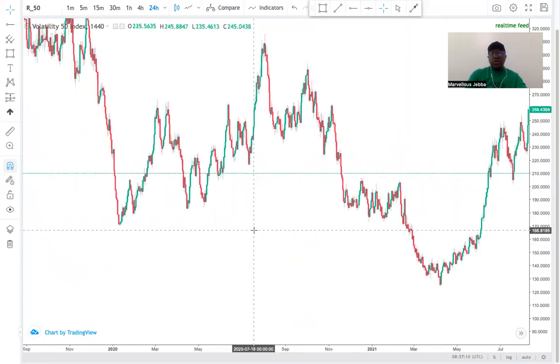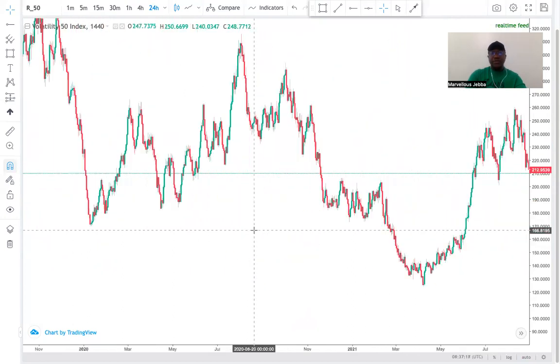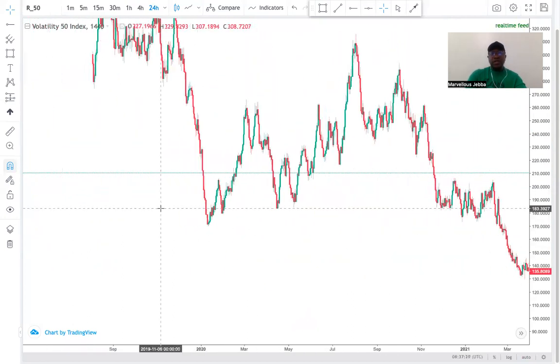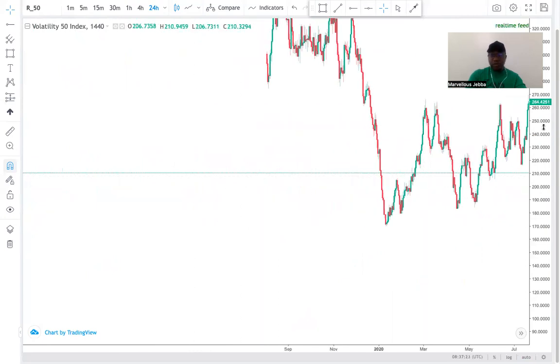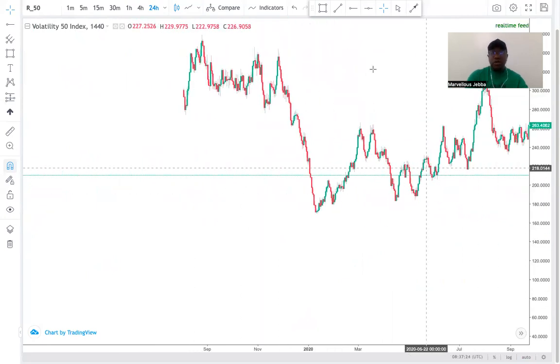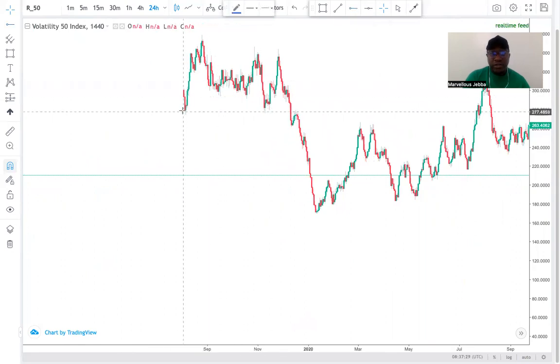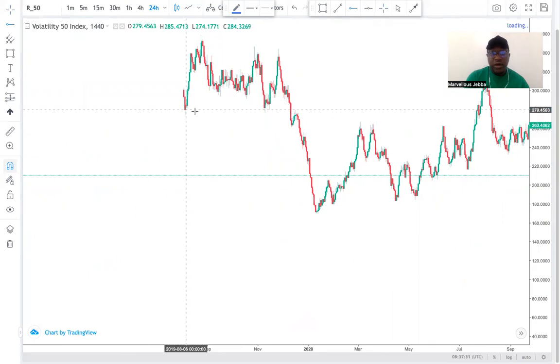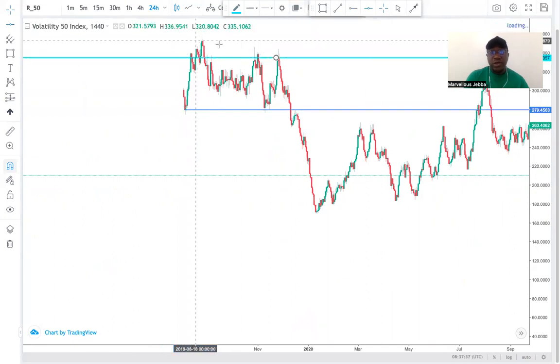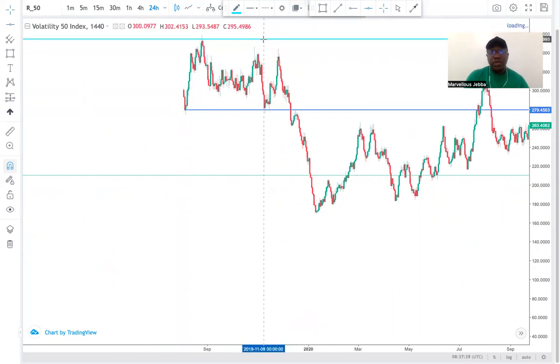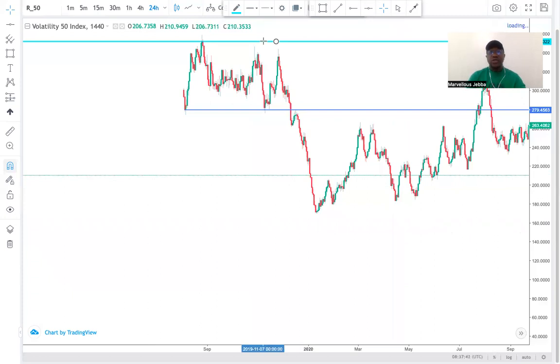So let's go to the past chart. Let's start with the market for sell. Let's talk about sell. So now looking at this market, we understand that this is the support, and this is the resistance. We all know that in the forex market, resistance and support, it's always there. You just have to identify them.